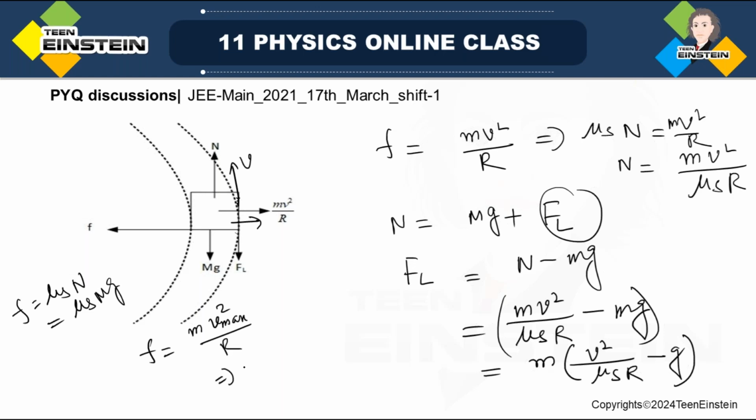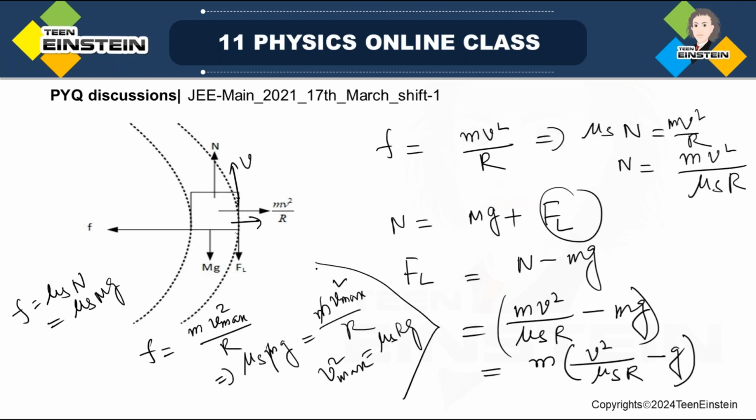So look, the condition we know, we'll find out here. m v max square by r equals mu s mg. This m will cancel on both sides. So v max square will be equal to mu s r g. So this is the conventional circular motion of a car on a flat track.